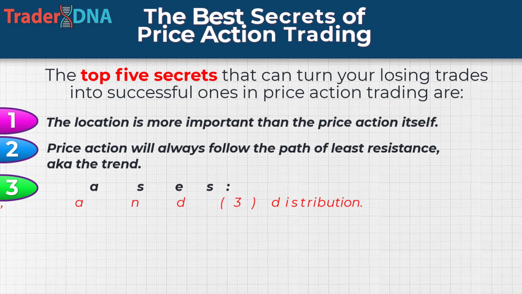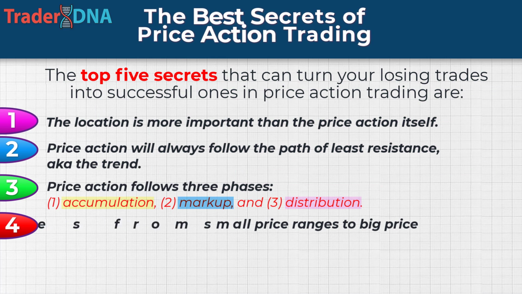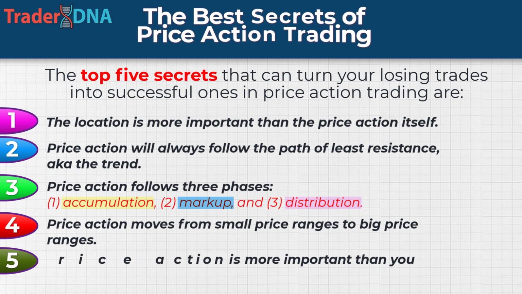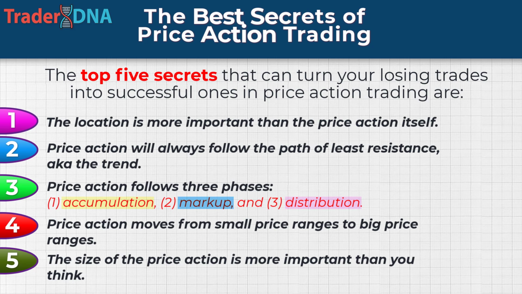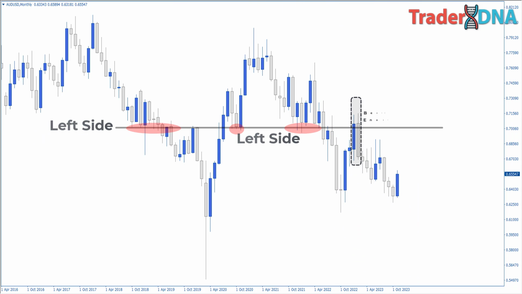Third, price action follows 3 phases: accumulation, markup, and distribution. Fourth, price action moves from small price ranges to big price ranges. Fifth, the size of the price action is more important than you think. Price action represents the traces left by big investors, also known as smart money. Understanding the forces of supply and demand that influence price action is even more crucial than comprehending price movement itself. Additionally, to enhance your ability to read price action, combining it with indicators can help filter out many false signals.